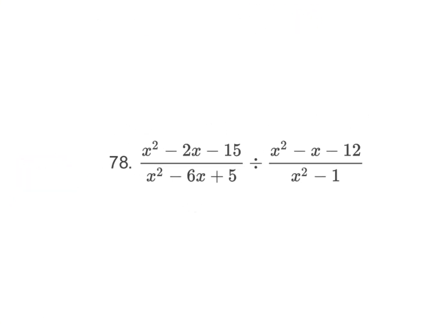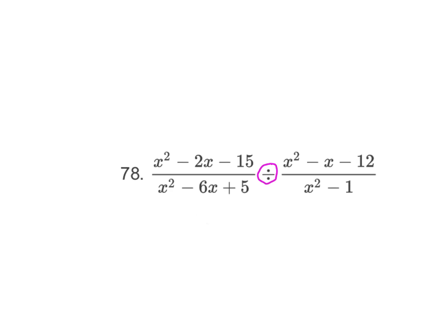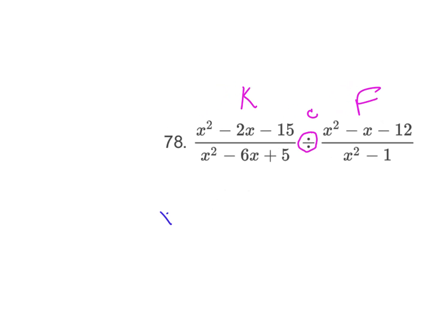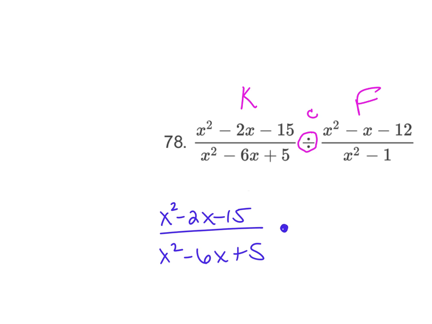All right, so now I look at 78. How is 78 a little different? Well, instead of multiplying, we're dividing. So the first thing you guys need to remember to do is keep, change, flip. So I'm going to go ahead and just rewrite everything. I have x squared minus 2x minus 15 divided by x squared minus 6x plus 5. I'm changing my division sign to multiplication, and then I flip. This becomes x squared minus 1 over x squared minus x minus 12.